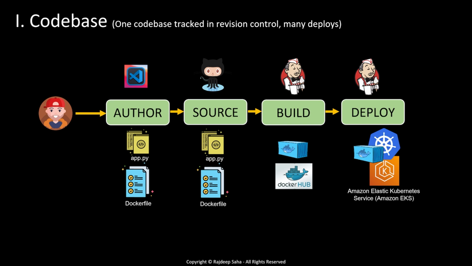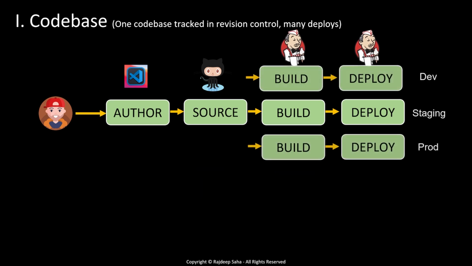Now, the first factor, Codebase, says one codebase tracked in revision control, many deploys. So Codebase is a single repository. This could be a single repository in GitHub, or Subversion, or any other Git repository system. So what does that mean? This means that one single repository is one single app, such as app 1. You can use this repository to deploy into different environments such as dev, stage, prod, but two applications must not share a single repository.